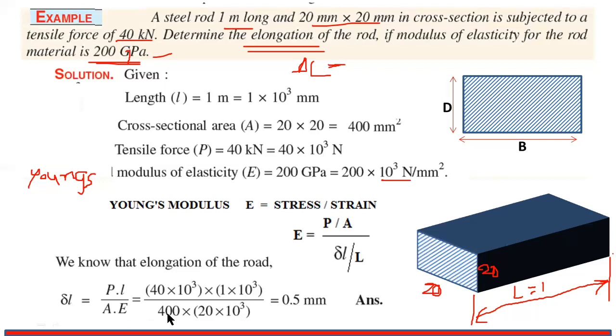Then we have to substitute all these values in this equation. After that you will get the answer, the change in length or elongation, equal to 0.5 mm. This is the answer for this problem. This is a simple problem on stress and strain.